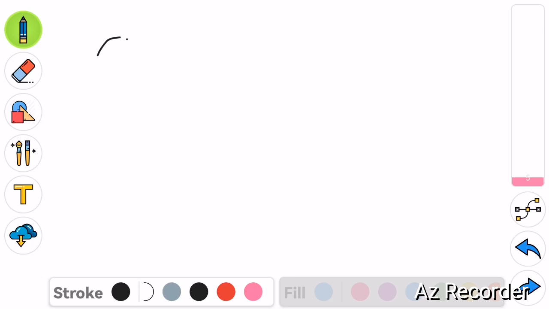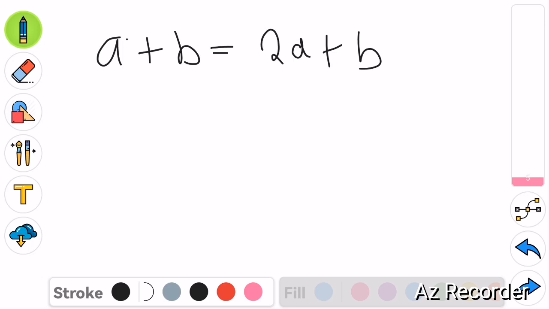So here we have a star b is equal to, let's say, 2a plus b, like that. So this can be your binary operation. So how do you evaluate this? This alone you can't evaluate. They're supposed to give you something to evaluate.